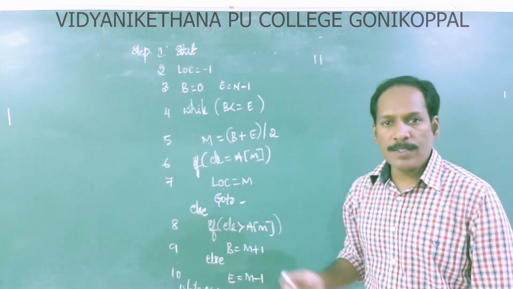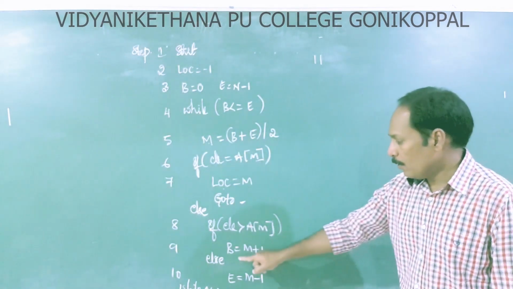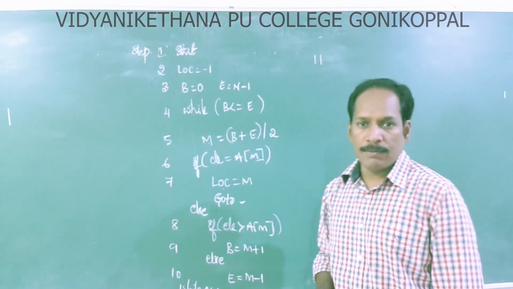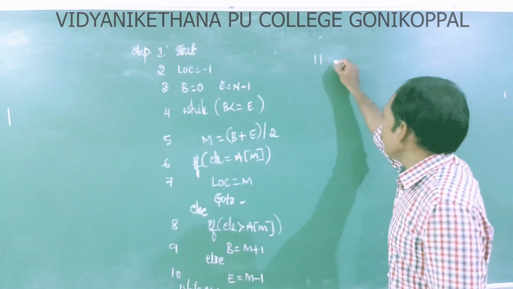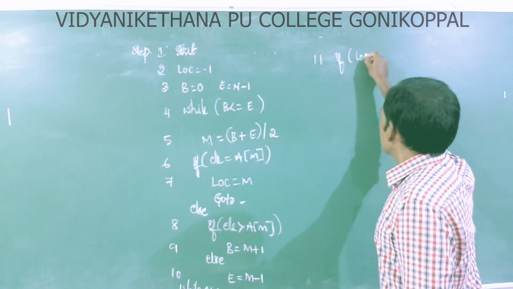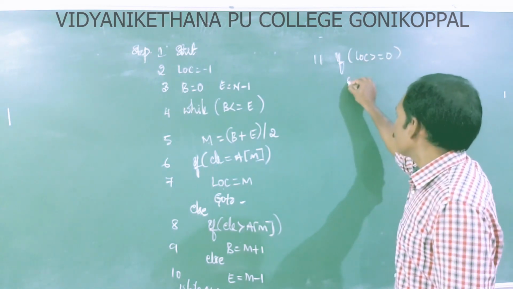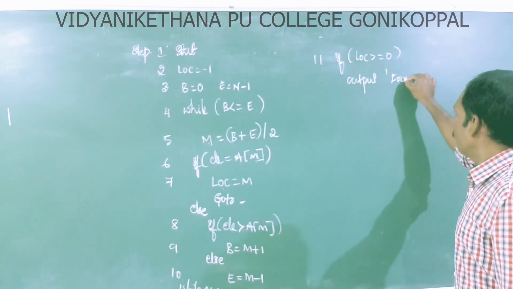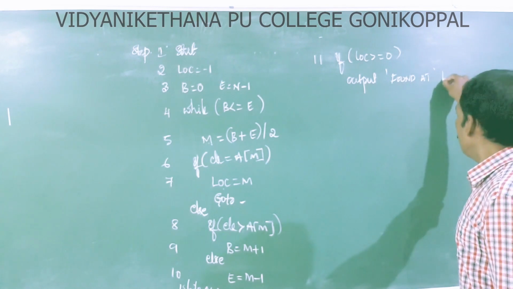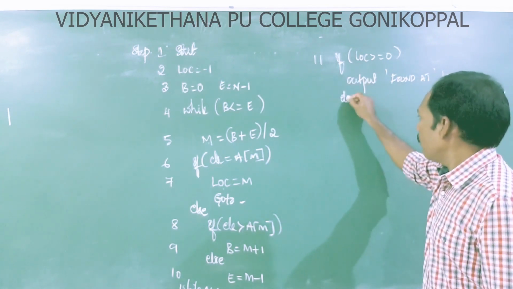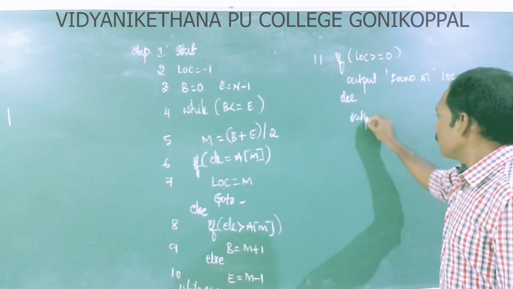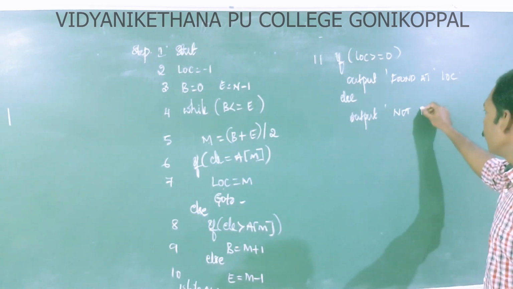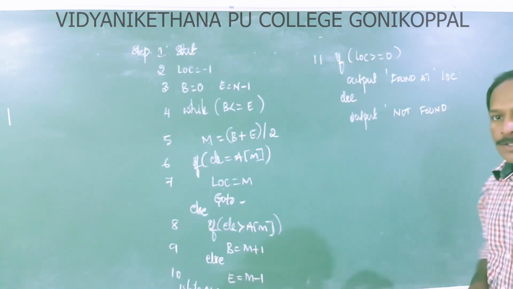Next, in step number 11, we decide whether the element is present or not. If it is present, location will have some positive value. Otherwise, it remains negative as in the previous case. So we make a decision: if location is greater than or equal to 0, output element found at LOC, exactly the same procedure. Else, output search is unsuccessful, element is not found. Anything you want, you can write.